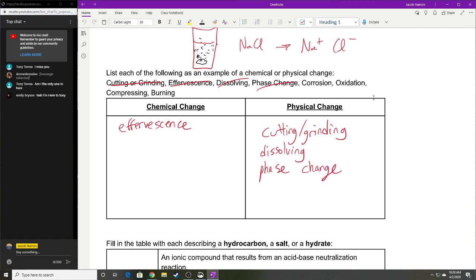Corrosion. Corrosion can happen with not pure silver, but sterling silver in jewelry, or copper, or pewter, whatever. Certain metals are going to corrode where they're not as shiny anymore. And really, that's just rusting. It's combining with things you have in the air, and it's corroding. So corrosion is a chemical change. So I'll put that over here.